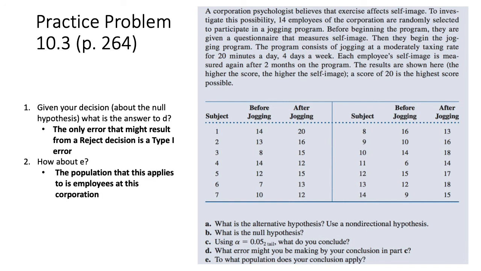The last part, this is tricky. Some people might say that the population that this experiment applies to is employees at this corporation. One could make an argument that you could expand your inference, that this type of jogging program might work for anyone that might eventually work at this corporation or any corporation like it. So the population argument is a little bit tricky, but it's always good to think about that.